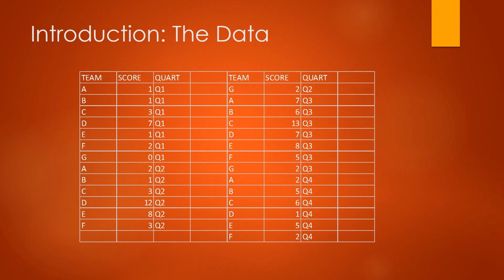This is my data set. You can see here are my teams A through G. This score represents the number of websites that it completed during quarter 1, quarter 2, quarter 3, and quarter 4.